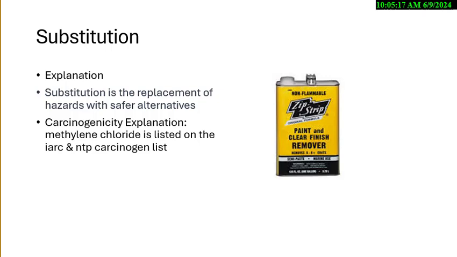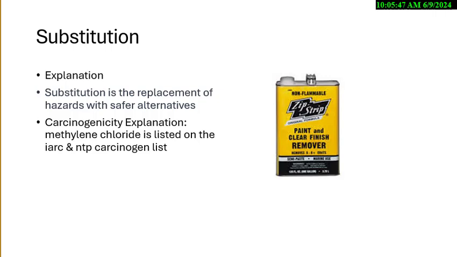Substitution is like this: we're going to replace a hazardous chemical with a safer alternative. When you would buy this chemical called Zip Strip, it contained methylene chloride, and methylene chloride is a known carcinogen. But when you would get the data sheet, it would say carcinogenicity explanation: methylene chloride is listed on the IARC and NTP carcinogens list.